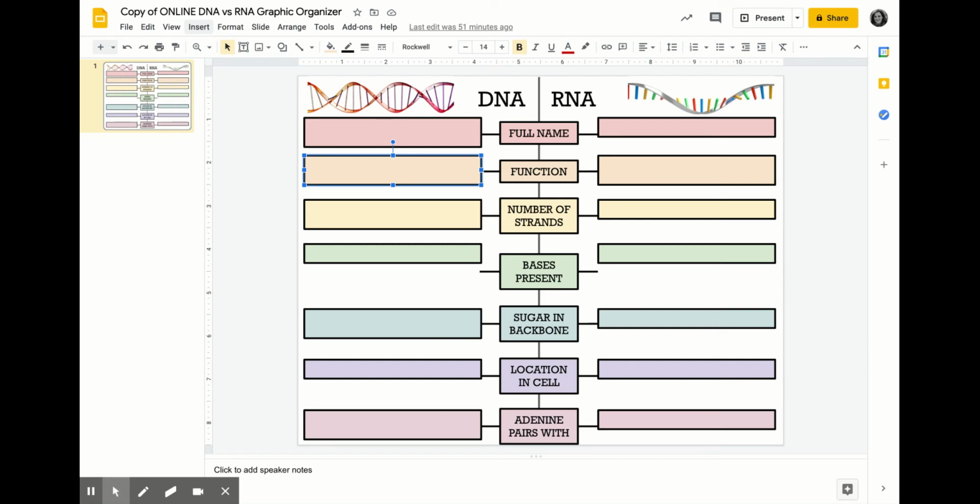Everyone, this video is to go over the similarities and differences in your DNA versus RNA Graphic Organizer. So just to begin, let's go ahead and start with what is the full name for DNA. It's deoxyribonucleic acid. So it has a very specific type of sugar. It's deoxygenated. That's what deoxy means.